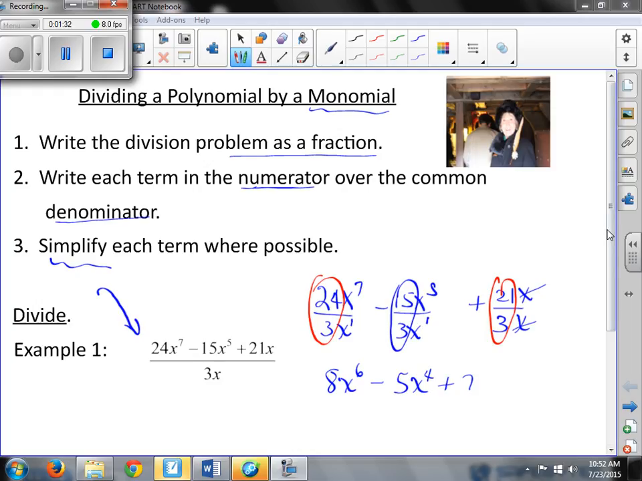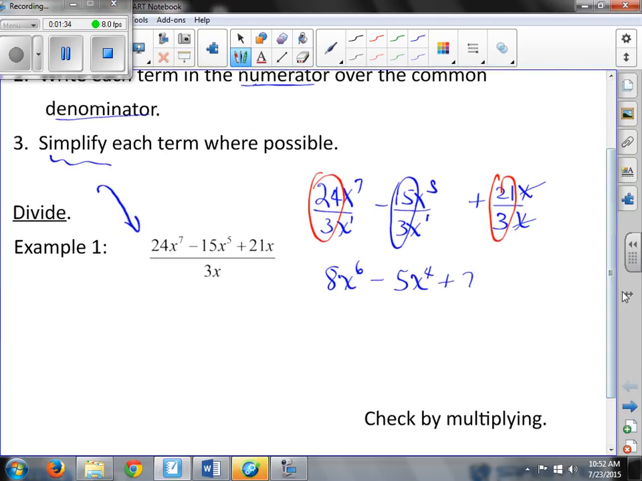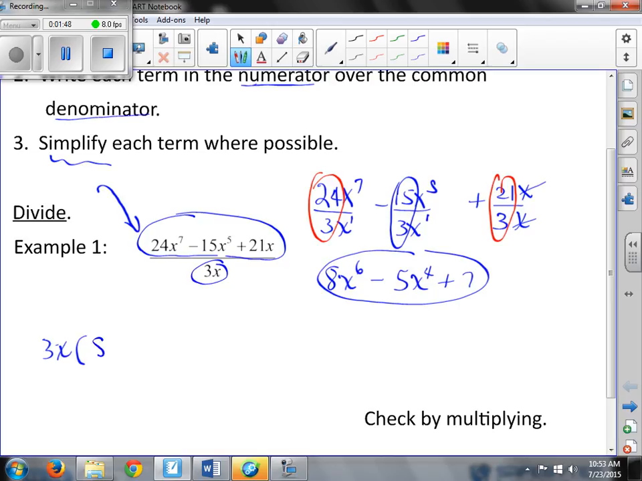Now, we can check our work by multiplying. This is called the quotient. Take the quotient, multiply it by the divisor, and you will come up with the dividend. So let's take the divisor, 3x, and multiply by the quotient, 8x to the 6th minus 5x to the 4th plus 7. And when I multiply that, I'll have to distribute the 3x with all the parts.